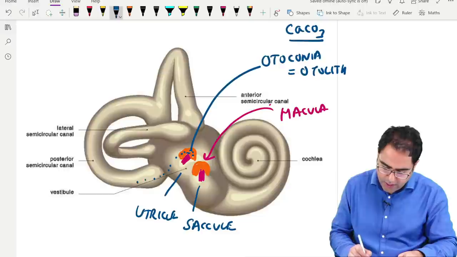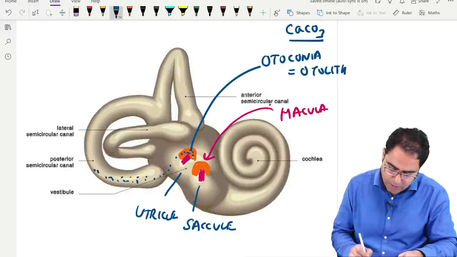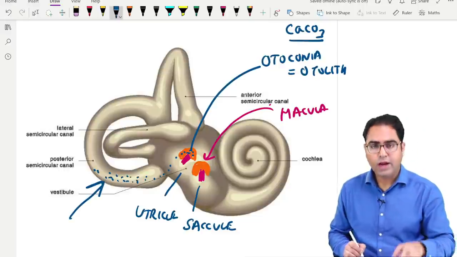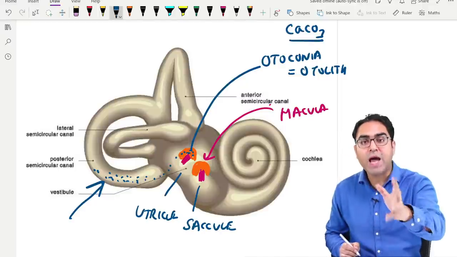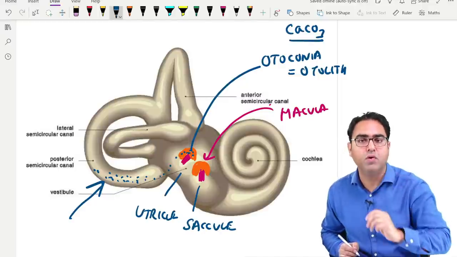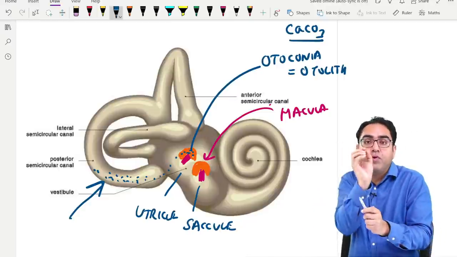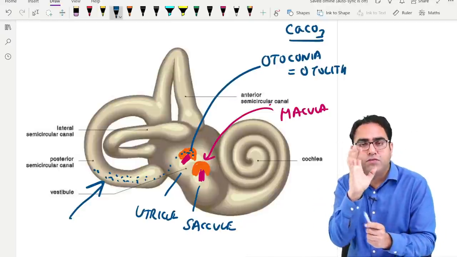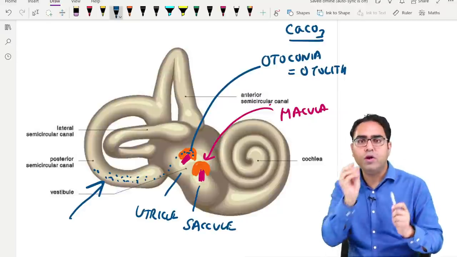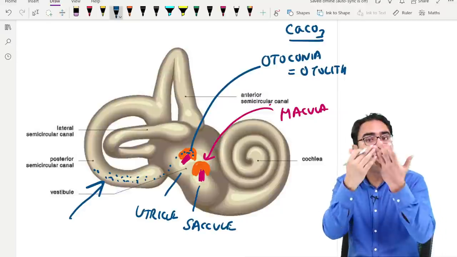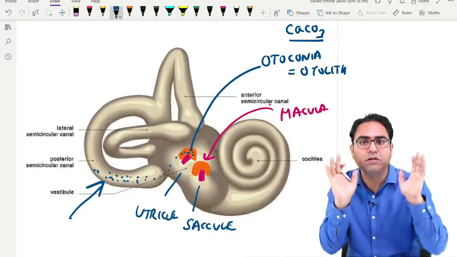If otoconia turn free and reach the semicircular canal, it will lead to a disease called BPPV, benign paroxysmal positional vertigo. Doctor, when I change my head position, I suddenly feel vertigo for a few seconds. I just feel a spinning sensation and then I'm all right. Only for a few seconds, okay? There is no hearing loss in this patient. There is no tinnitus in this patient, okay?